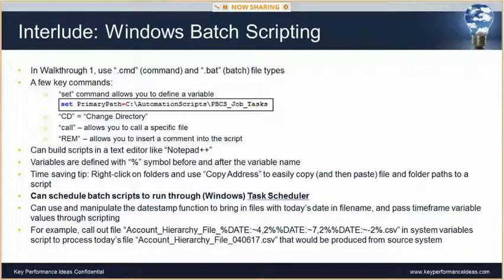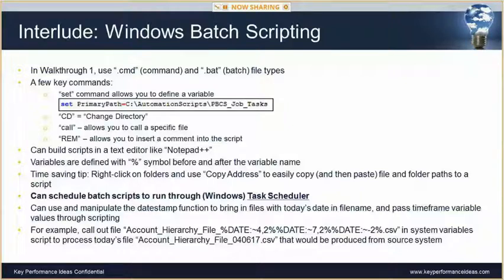Variables, after they're defined, are referenced with the percentage symbol before and after the variable name. A good time-saving tip is copy-paste, of course, wherever you can. Right-click on folders and use copy address to easily copy it and then paste it into the script. You can schedule batch scripts to run through Windows Task Scheduler, as I mentioned before.